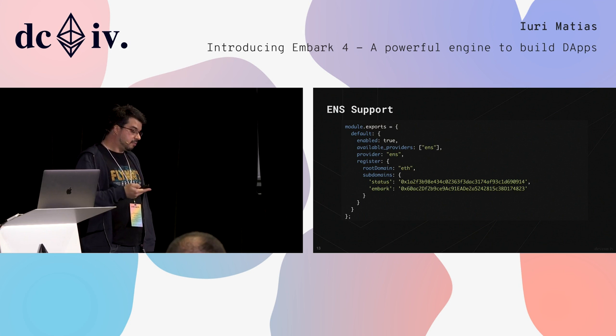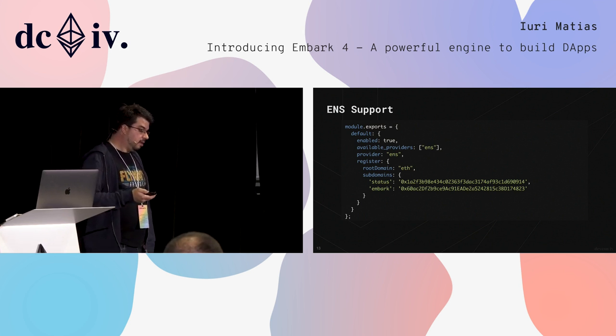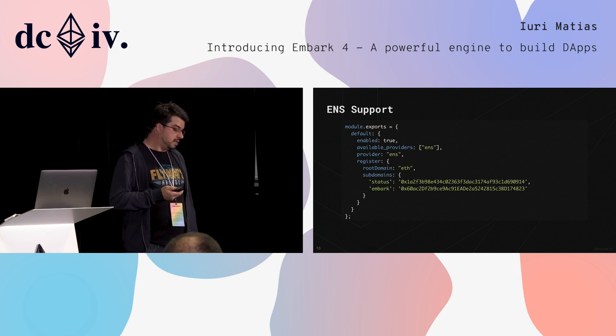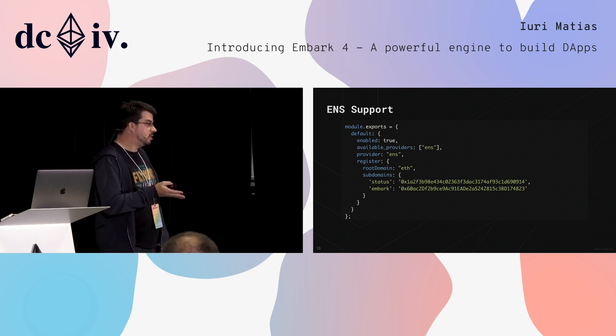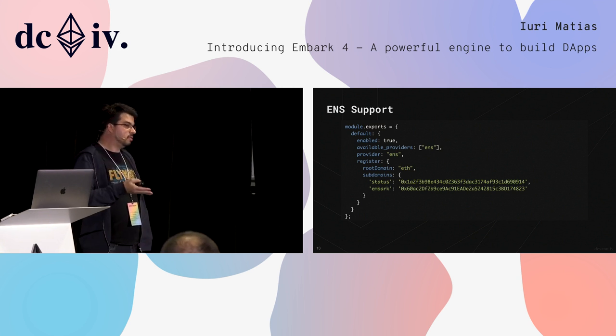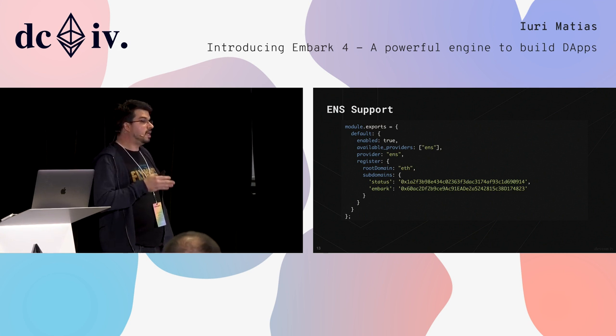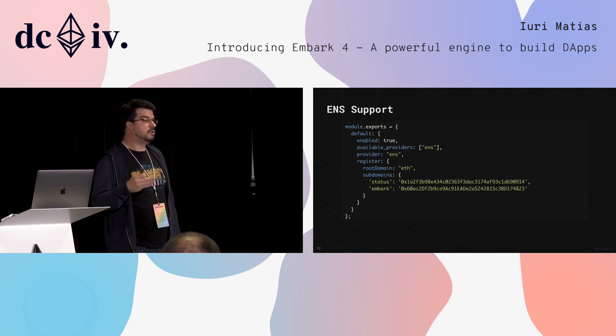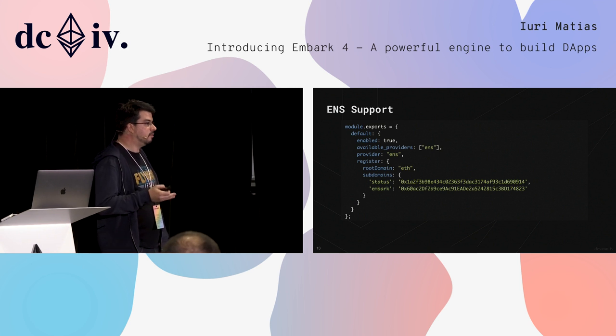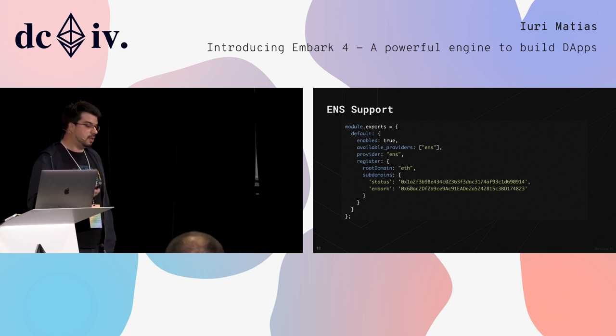In this case, when this is enabled and we are in the development chain, if I go to my DApp and resolve status.add, that will resolve to the address that is defined. And you can put a contract that you just deployed as one of those addresses. If you have Embark connected to a known chain like Ropsten or Mainnet, it will just use the ENS contracts that are already there. It will not try to redeploy them.